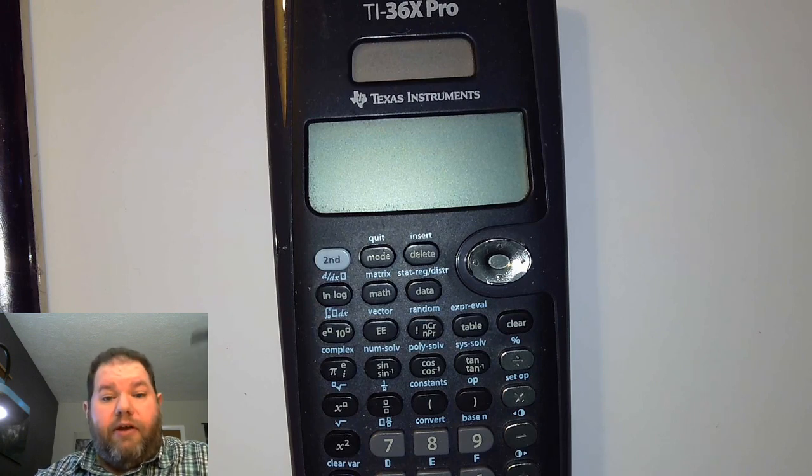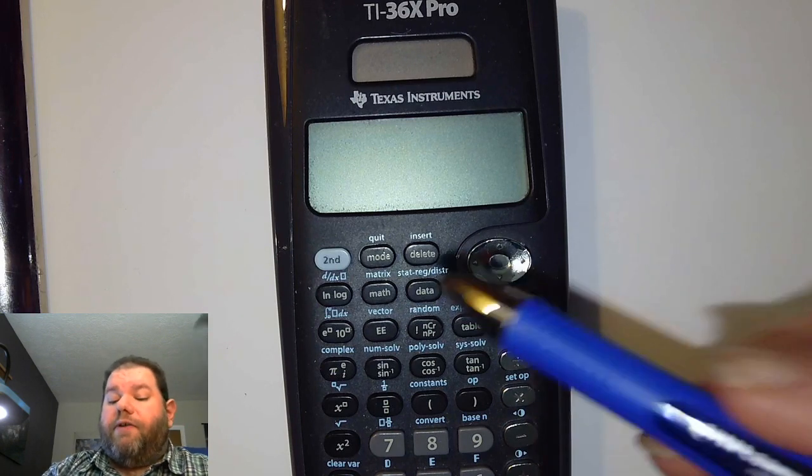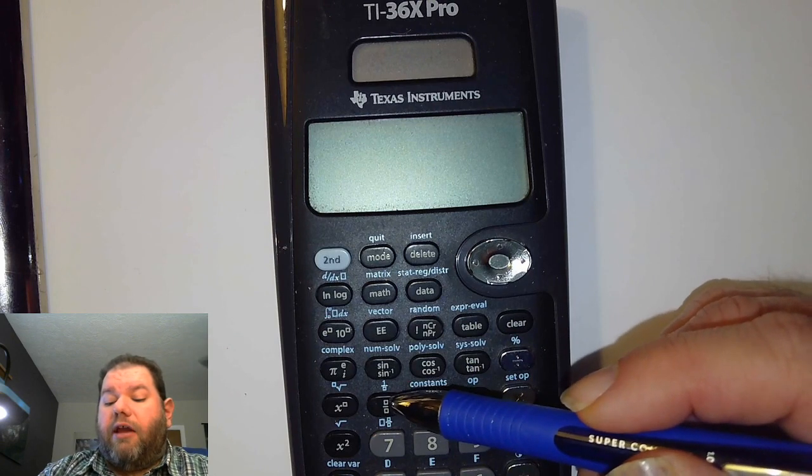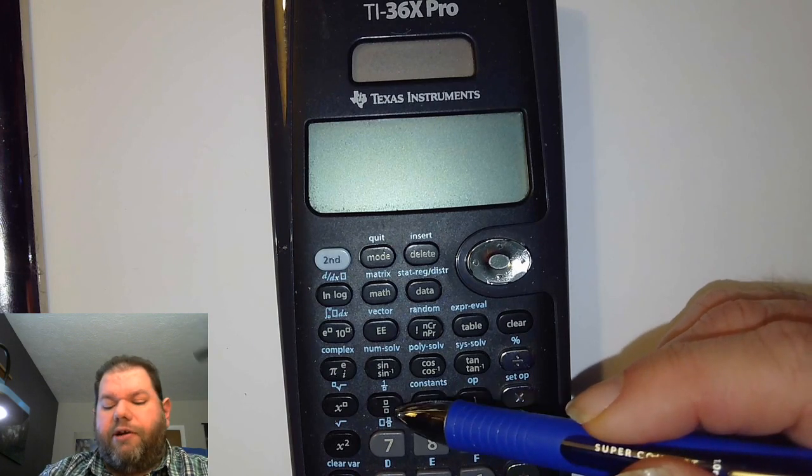Regardless of what kind of calculator we have, ideally you have some kind of button that allows us to enter fractions into the calculator. For instance, on this calculator, you have a little box over another little box. This kind of simulates an image of a fraction right here.